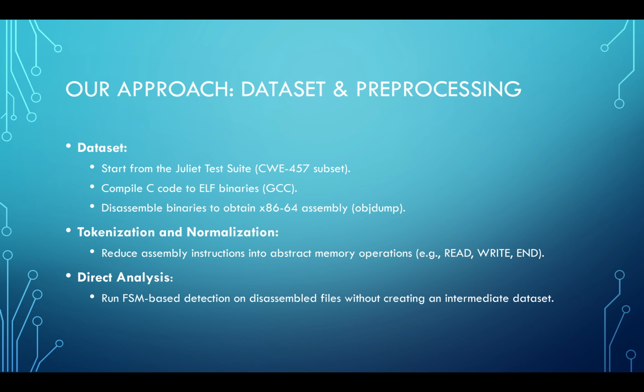So once we have the disassembled binaries, that's where we perform tokenization and normalization. We reduce the assembly instructions into abstract memory operations, mainly read, write, and end. For the simple case that we have here, that's really all we have defined. Any other operations are not going to have an impact on a use of an uninitialized variable, so any other operations that are not read, write, or end get classified as a no-op, or no operation.